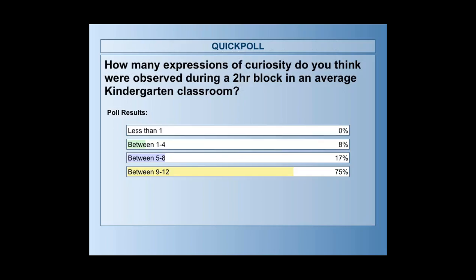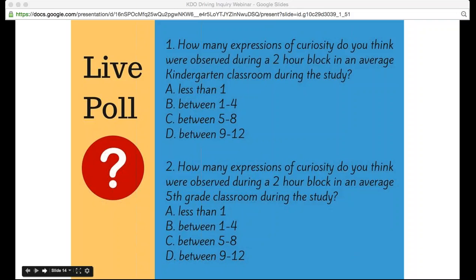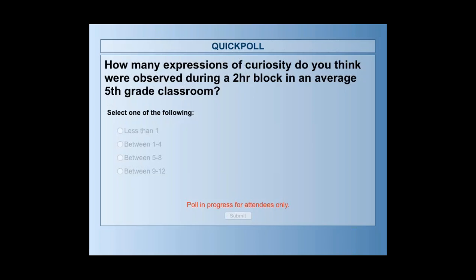Now, before we reveal what the study showed, we're going to move on to the fifth grade question, which is also during a 2-hour block of time. How many expressions of curiosity, on average, do you think the observers found and recorded? Again, this is a fifth grade classroom. I'll give you a couple moments to think about that and submit your response.